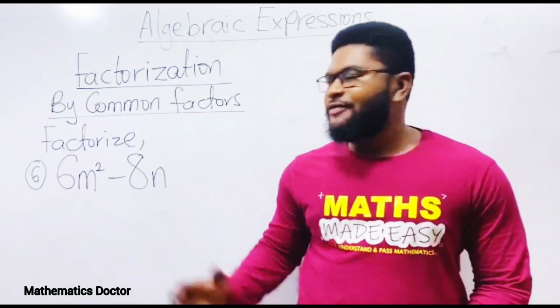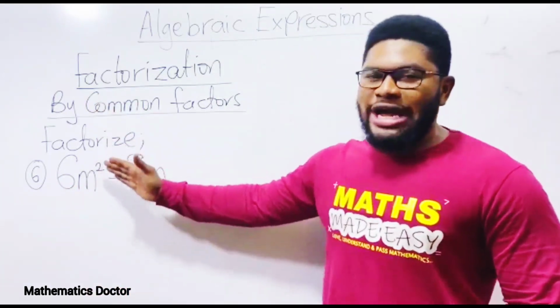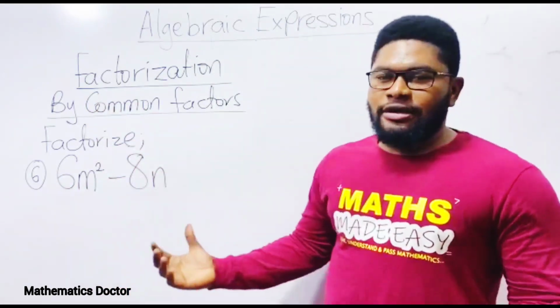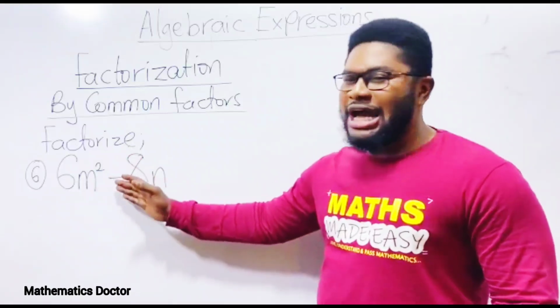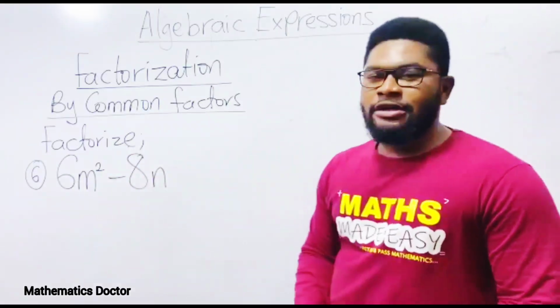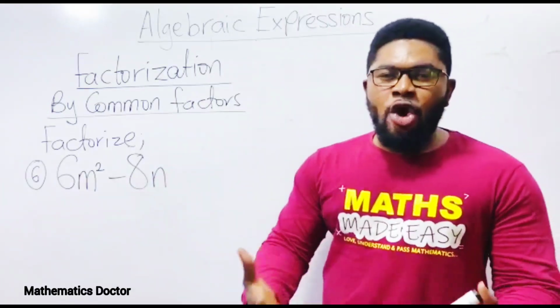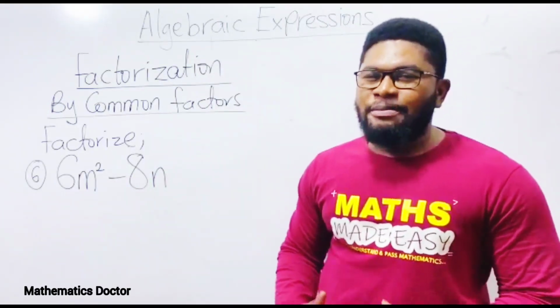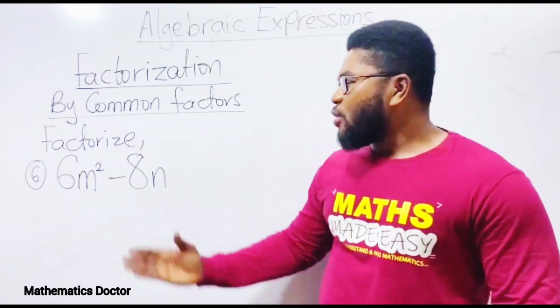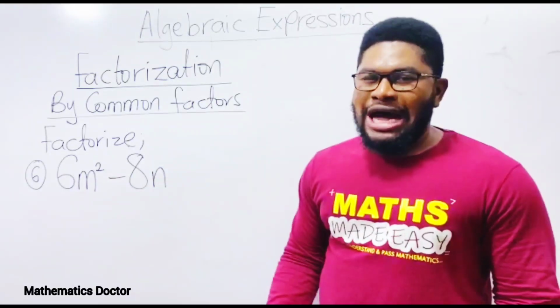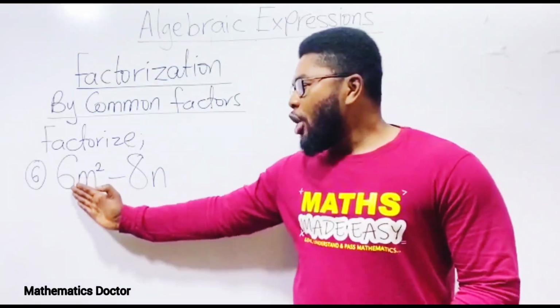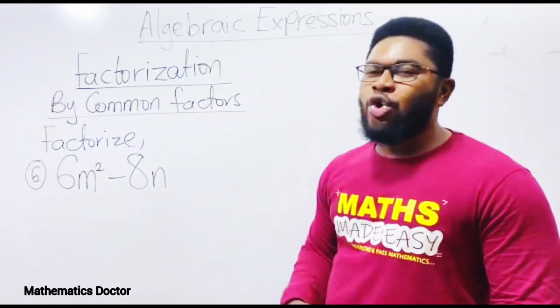Question number 6 says factorize 6m squared minus 8m. The first term is 6m squared and the second term is minus 8m. If you check the number 6 and the number 8, the only common factor that we have, being the highest common factor, will be 2. Why? Because 2 can go into 6 and still 2 can go into 8.